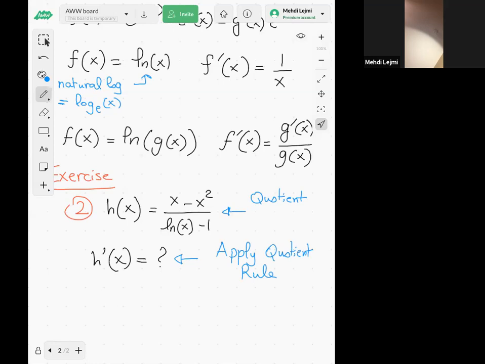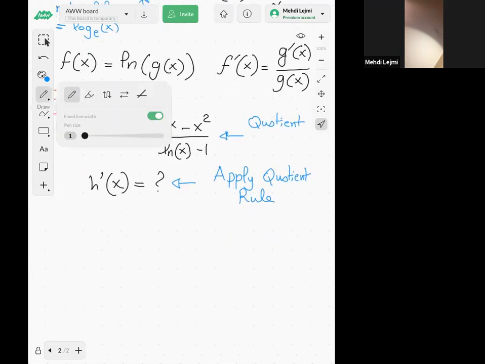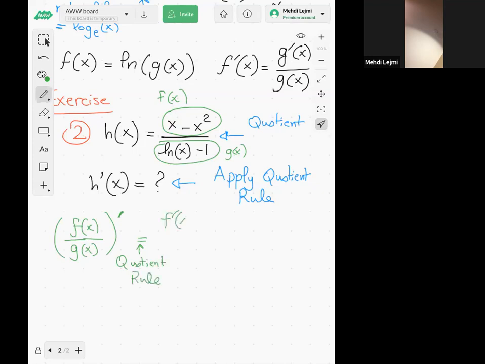Okay, so let me remind you again the quotient rule. So you have F over G. The top will be my F of X, and the denominator, the bottom, will be my G of X. So if you have F of X over G of X, the derivative is F prime of X times G of X minus F of X times G prime of X, over G squared of X. Okay, so that's the quotient rule.